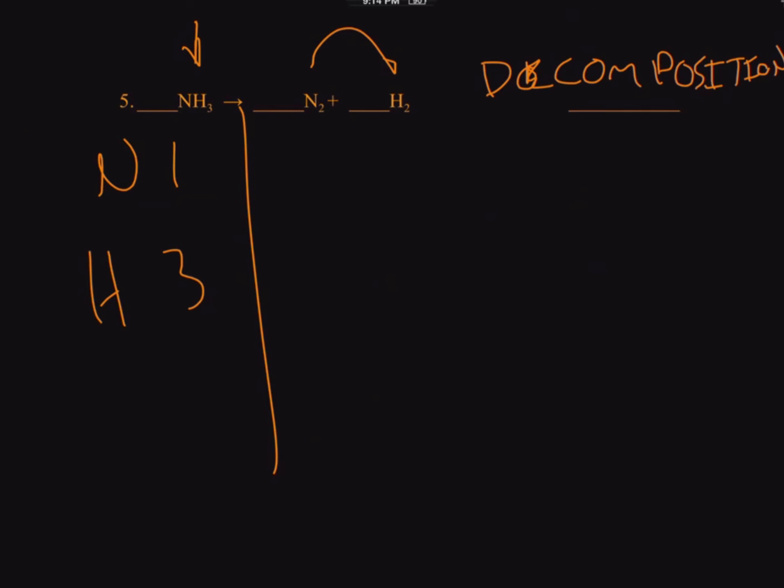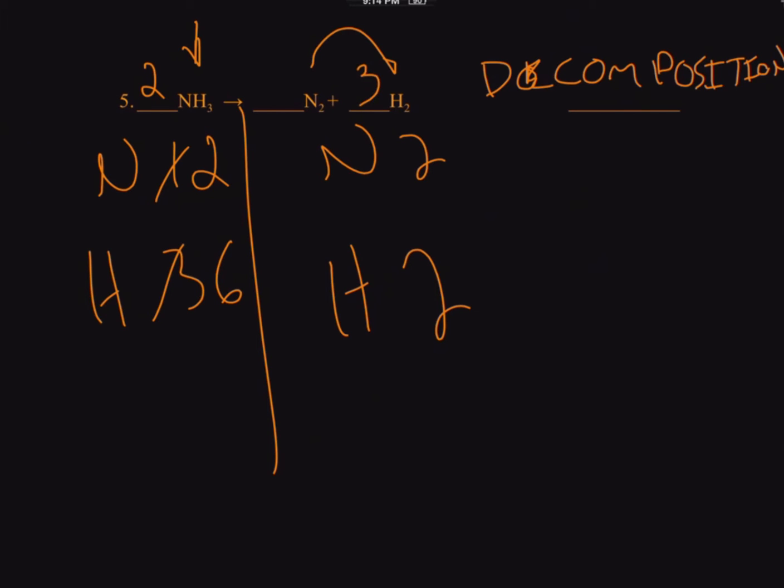Alright, I've got an odd number of hydrogens on the left that can never be even just that way, so I'm going to start by doubling. Gives me 6. Also gives me 2 nitrogens, so that actually balanced the nitrogens. And then if I put a 3 in front of the H2, that gives me 6 hydrogens, so hydrogens are balanced, nitrogens are balanced. Decomposition is the type of reaction.